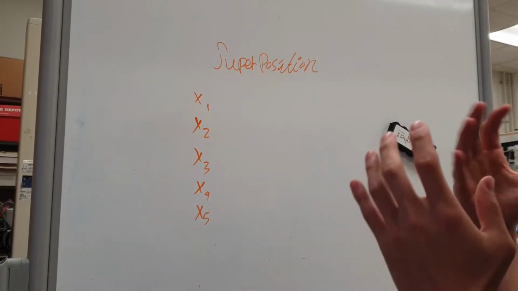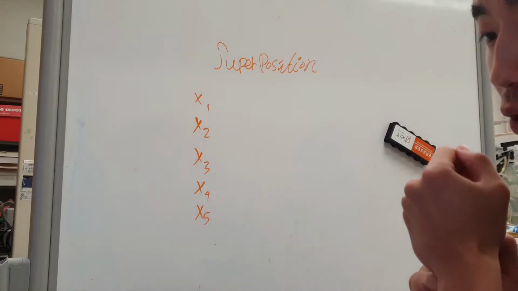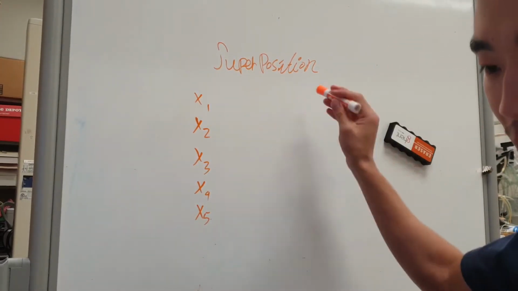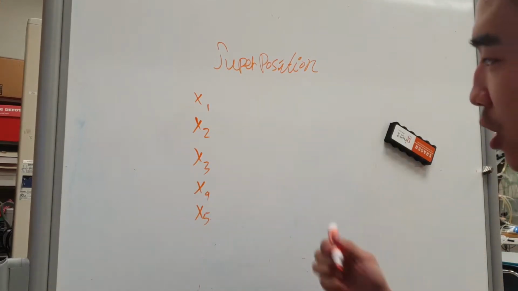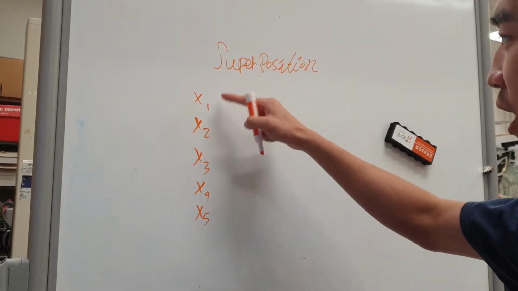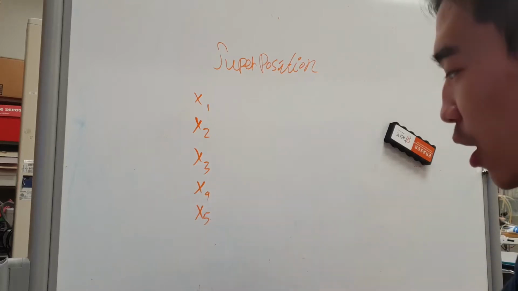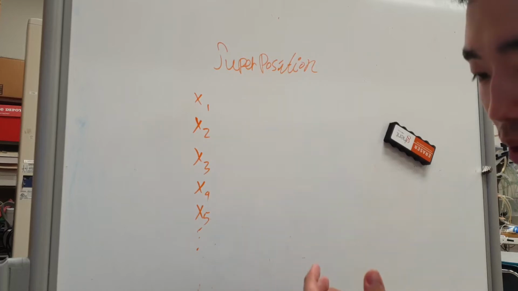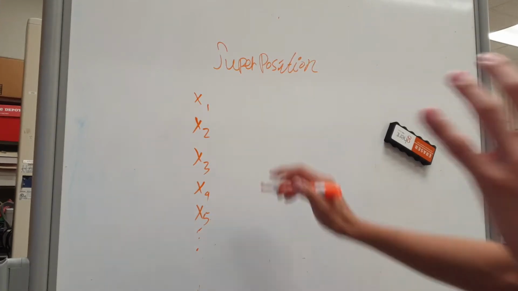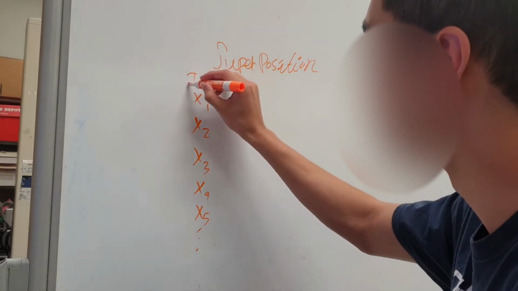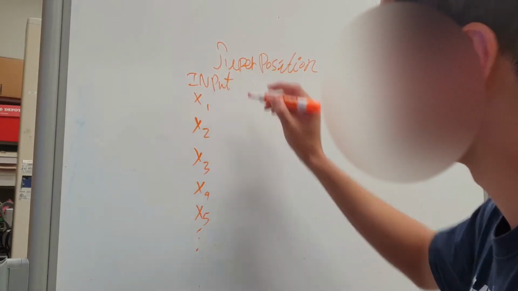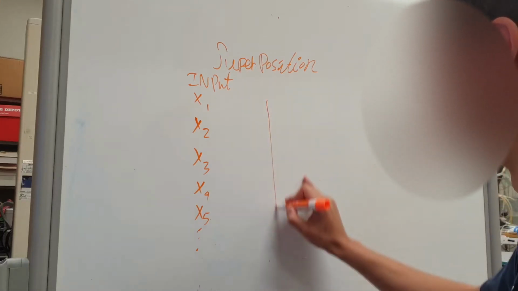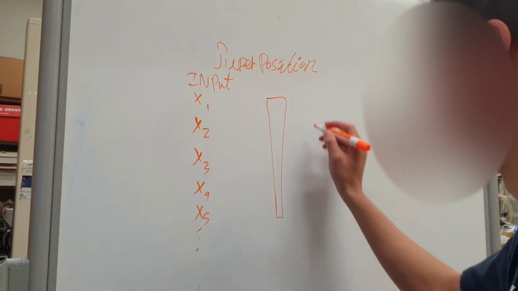So this is about how the principle of superposition relates to Fourier series. The principle of superposition states that we have multiple inputs, represented as x1, x2, x3, x4, x5, and we can have more, and these inputs go through this linear system.